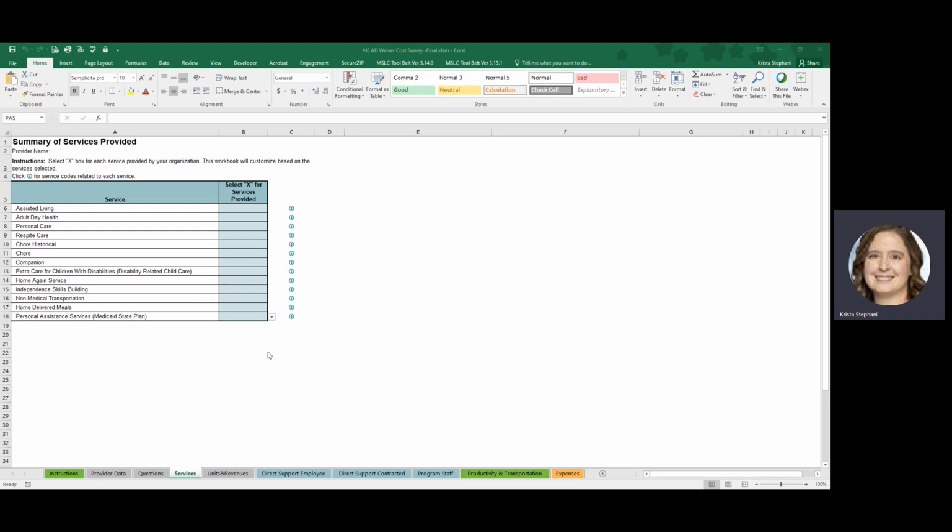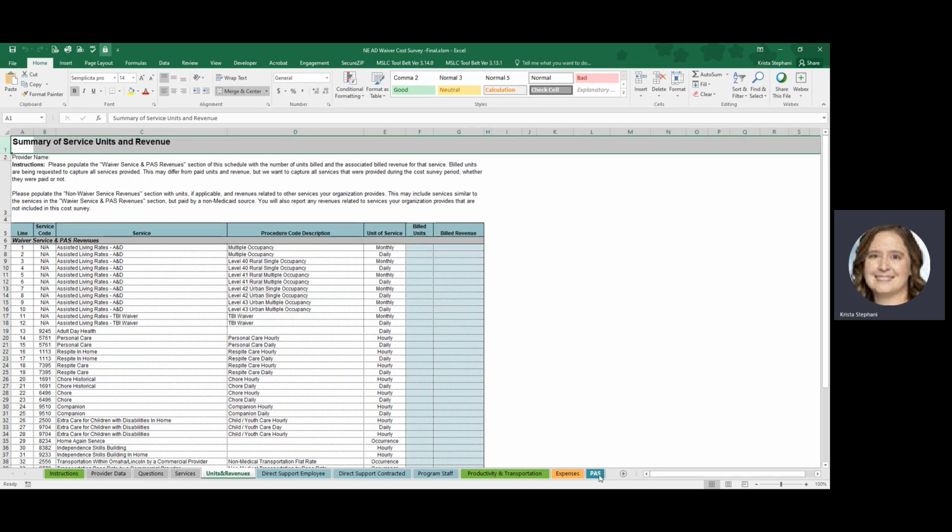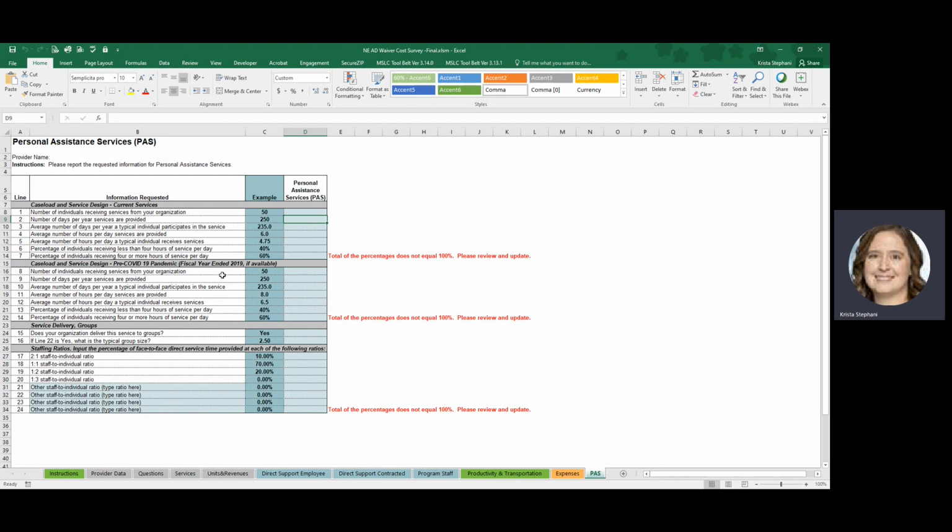In order to get the PASS-specific tab to populate, you will first need to navigate to the Services tab within the Cost Survey Workbook. On this tab, you will select or type an X in the Personal Assistance Services row, and you may need to click on another tab, and you will see that the PASS tab will populate or show up. Once it appears, you will select the tab, and it will take you to some specific questions related to service delivery for personal assistance services.